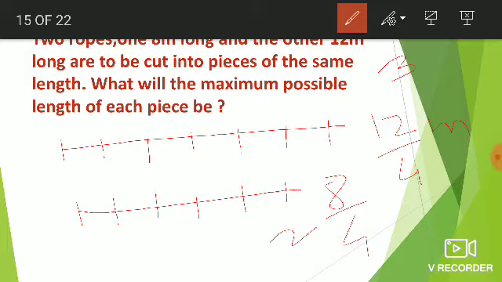But only we have to write the maximum possible length here. How many pieces will be formed, that is not asked. So we will write this much answer only, that the maximum possible length of each piece will be 4 meter.